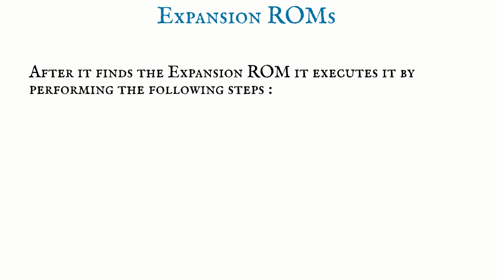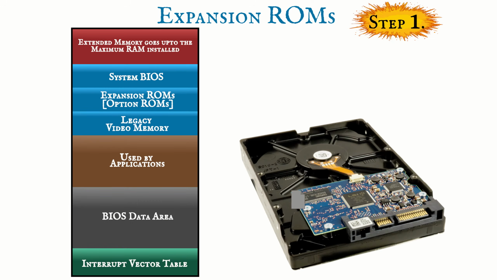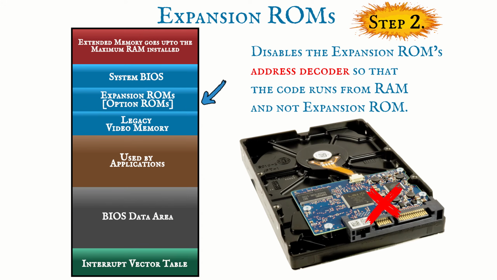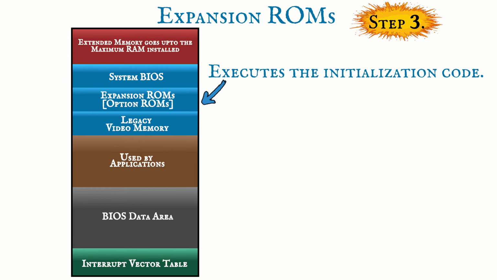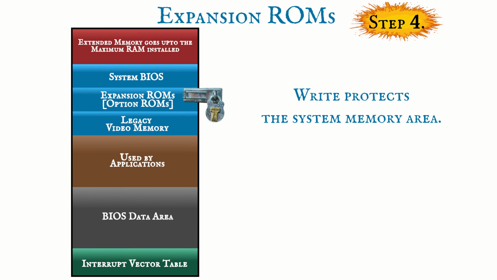After it finds the expansion ROM, it executes it by performing the following steps: copies the appropriate image from the ROM into RAM, disables the expansion ROM's address decoder so that the code runs from RAM and not expansion ROM, executes the initialization code, and write protects this memory area.